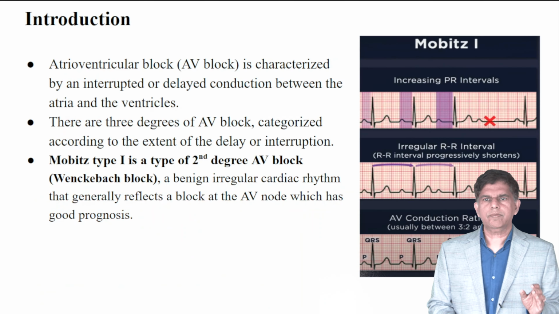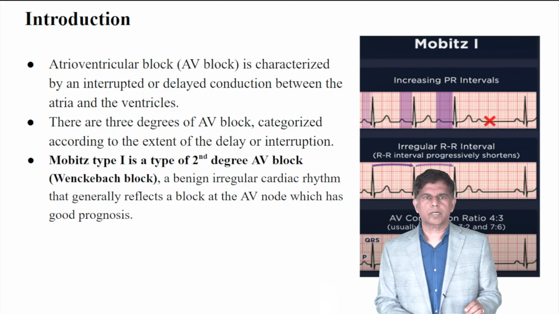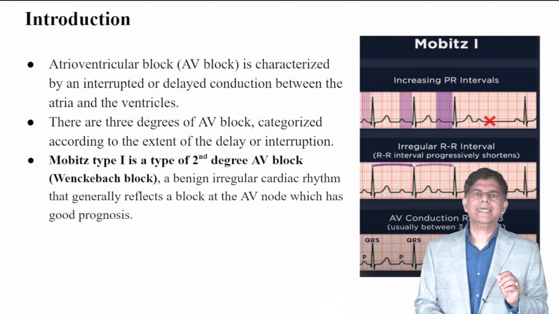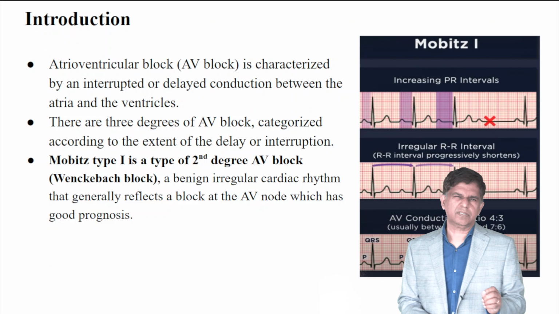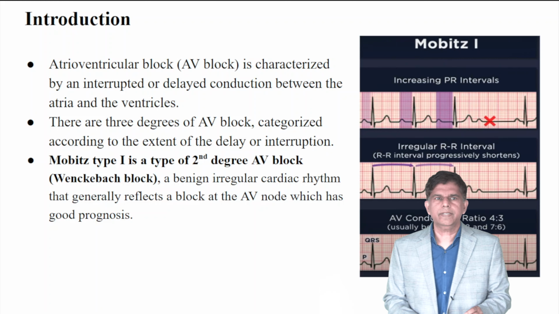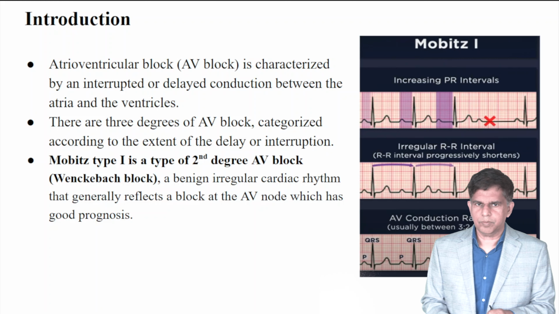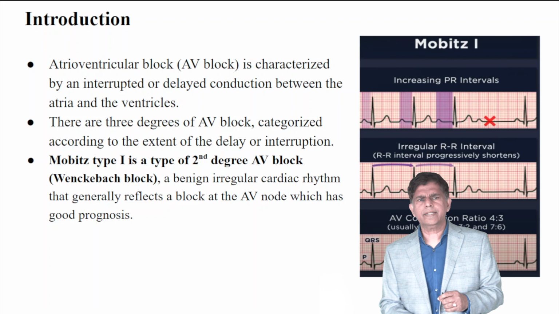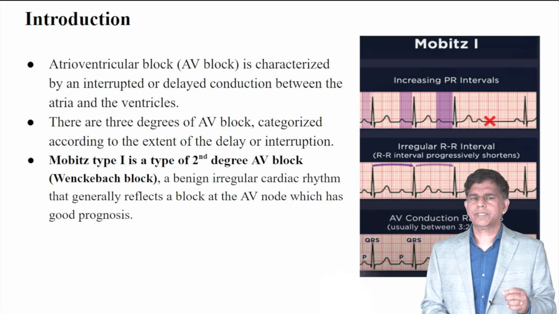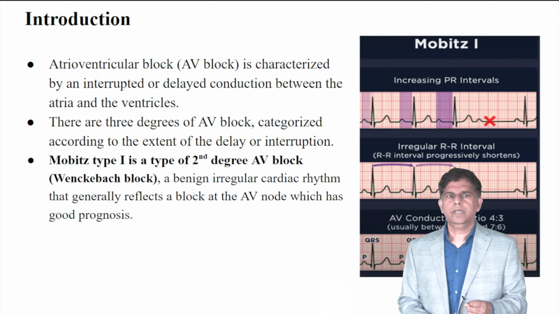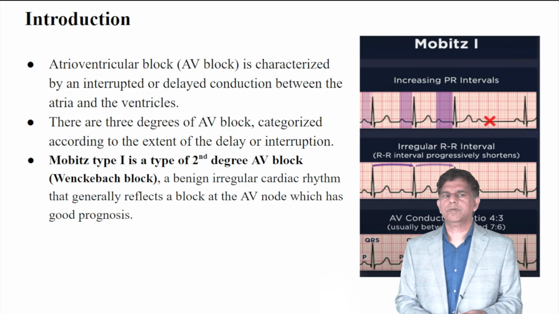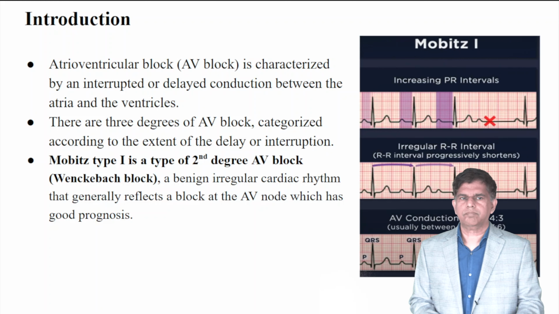So when you talk about AV block or atrioventricular block, it's an interruption or delayed conduction between atria and ventricles. I think everybody pretty much knows that, right? There are 3 degrees of AV block actually. And today our topic is Mobitz type 1. It's a type of second degree AV block which is actually called Wenckebach block, okay?